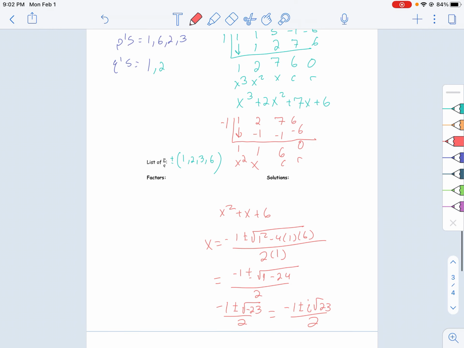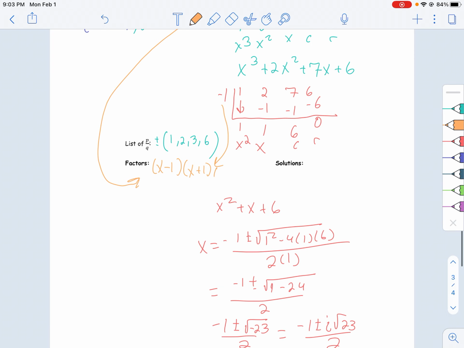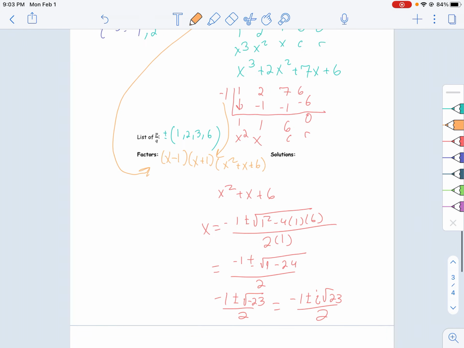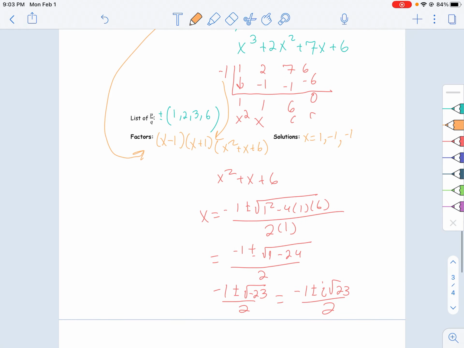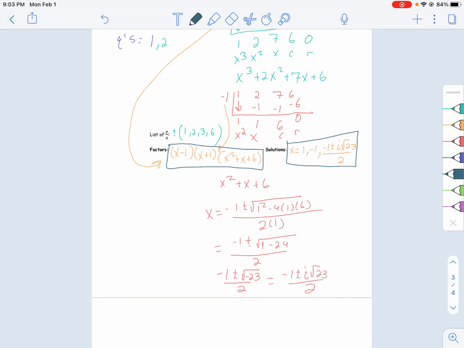So our factors, how would we write the factors for this? We would say x minus 1, that was the first factor. We would say x plus 1, that was the second factor. And then our last factor is x squared plus x plus 6, right? Because this did not factor, we had to use the quadratic formula there. For our solutions, we say x is equal to 1, negative 1, and then negative 1 plus or minus i radical 23 all over 2. All right, and then there's our final solutions.